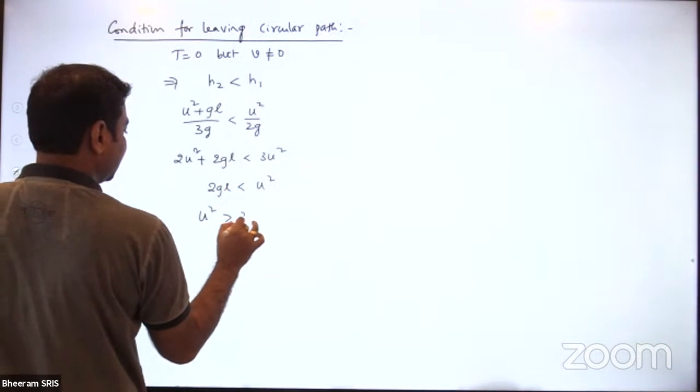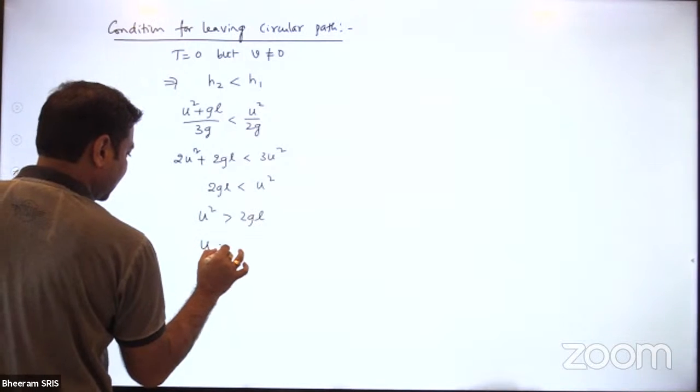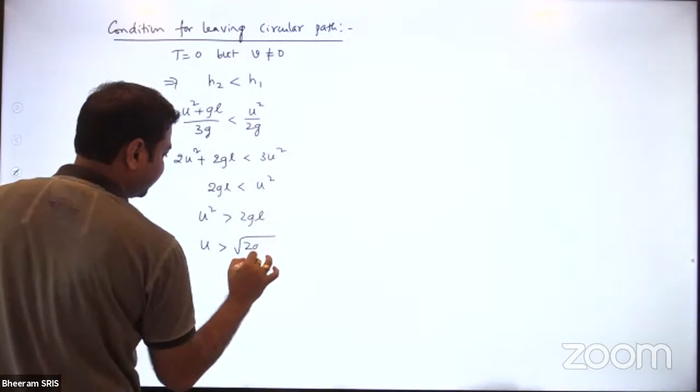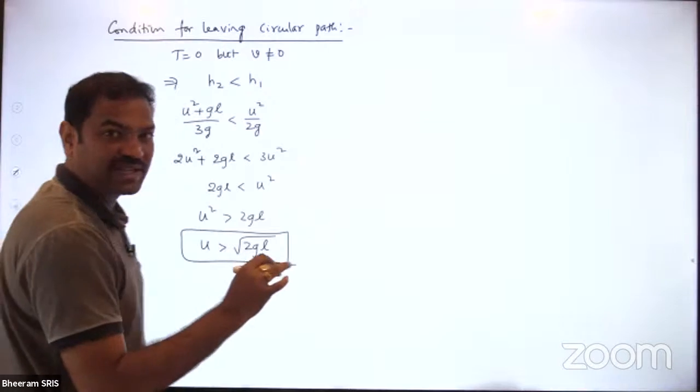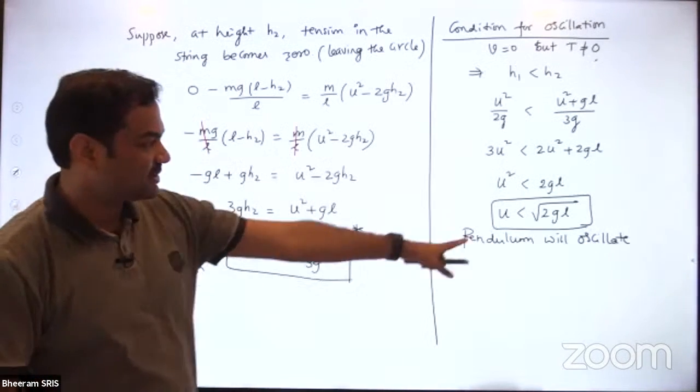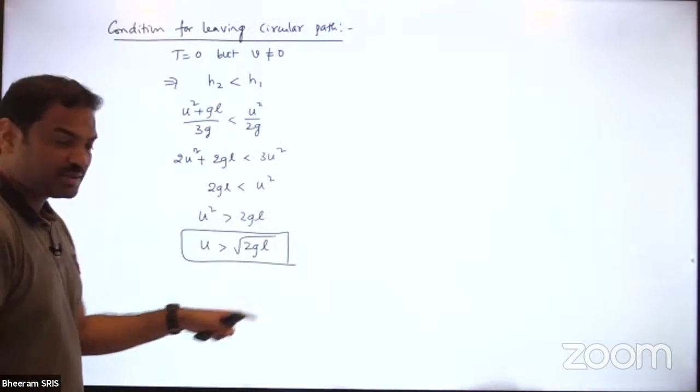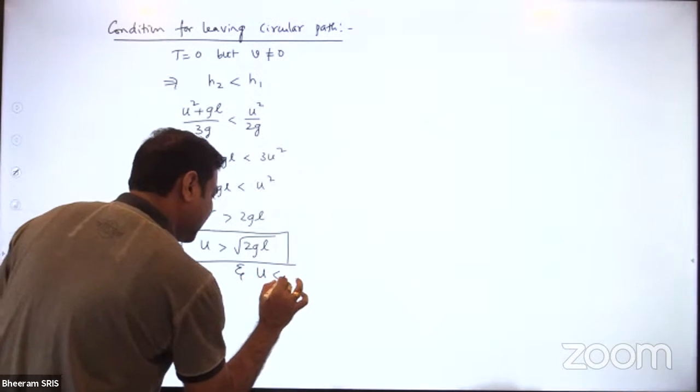So U square is greater than 2GL. U should be greater than root 2GL. So root 2GL is the boundary condition. Less than root 2GL, the pendulum will oscillate. More than root 2GL, of course, the U value should be less than root 5GL.